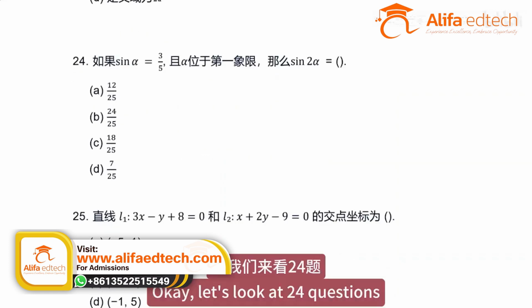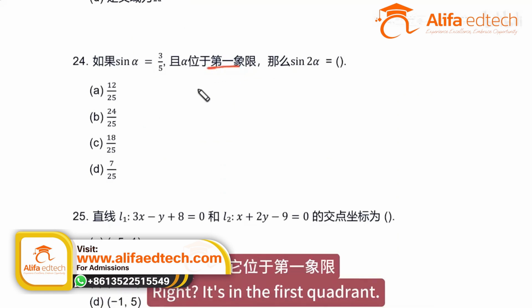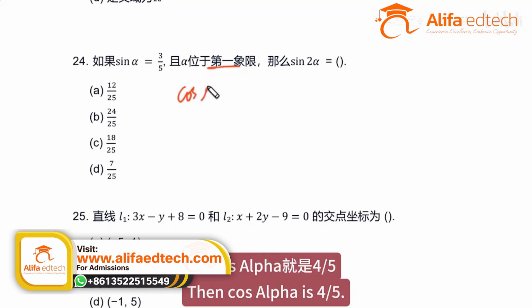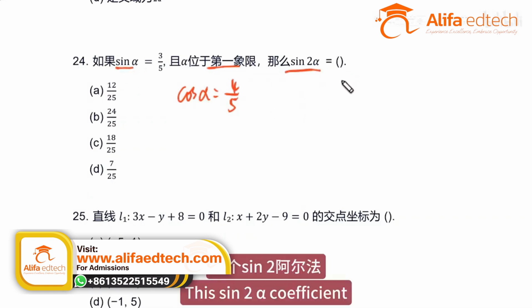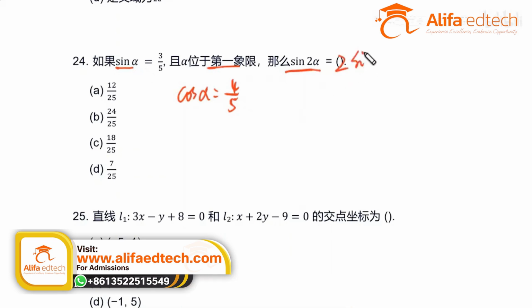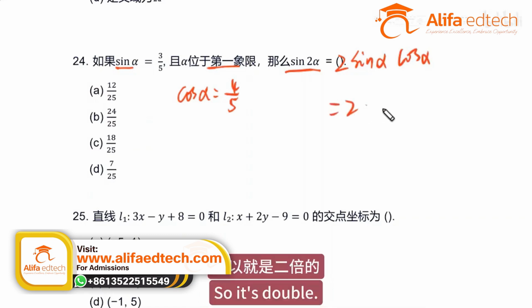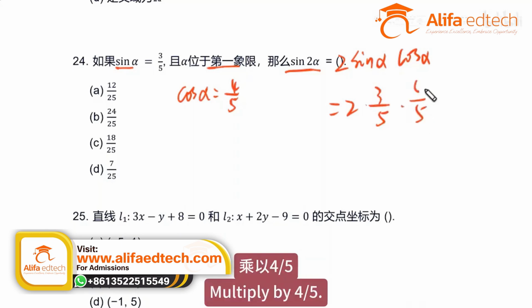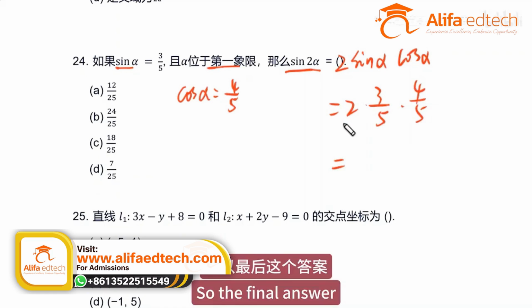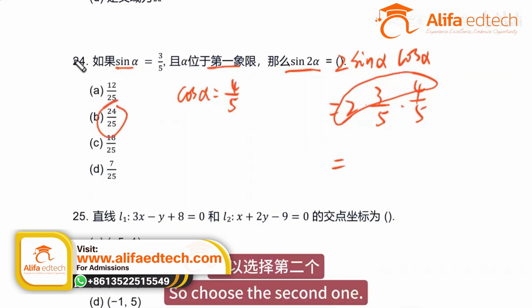All right, let's look at question 24. For question 24, do we need to use a formula for this one? It's located in the first quadrant. So in the first quadrant, cos alpha is 4/5. So the sine of the angle 2 alpha is equal to exactly twice sine alpha times cosine alpha. So that is twice 3/5 multiplied by 4/5. So in the end, the answer we get is 3 times 4 equals 12. This is question 24. You can choose the second option.